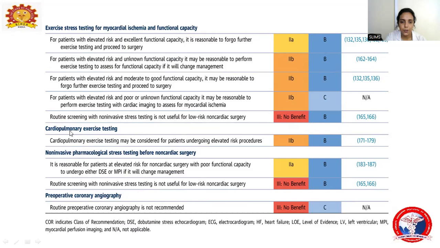CPET, which is cardiopulmonary exercise testing, may be considered for patients undergoing elevated risk procedures. Again, this comes under moderate class. Now, for non-invasive pharmacological stress testing, routine screening is not useful for low-risk non-cardiac surgery. Routine pre-op coronary angiography is again not recommended and it is class 3, where there is no benefit.